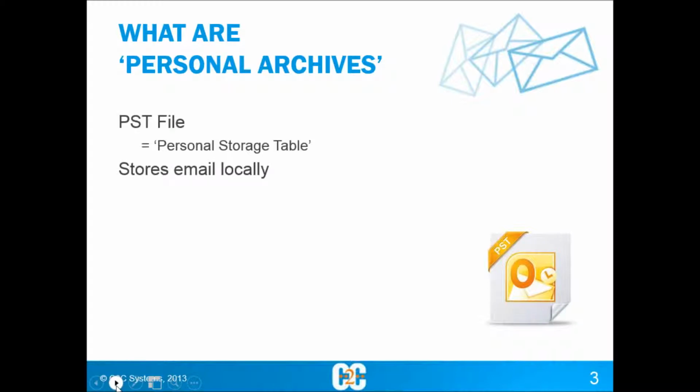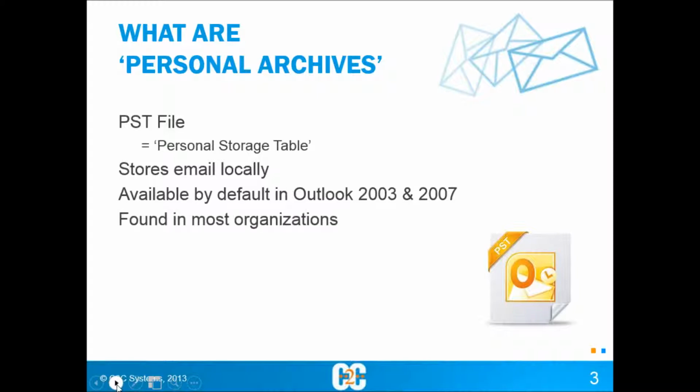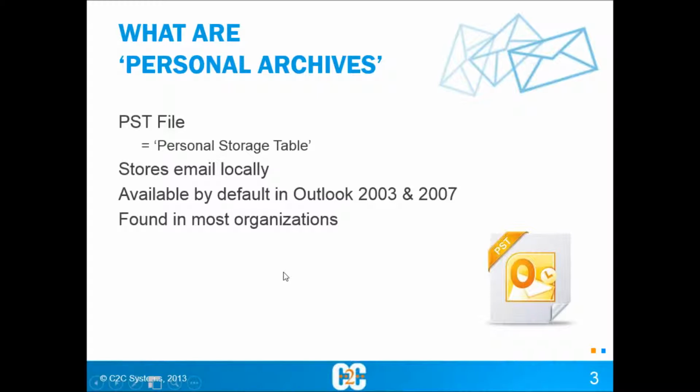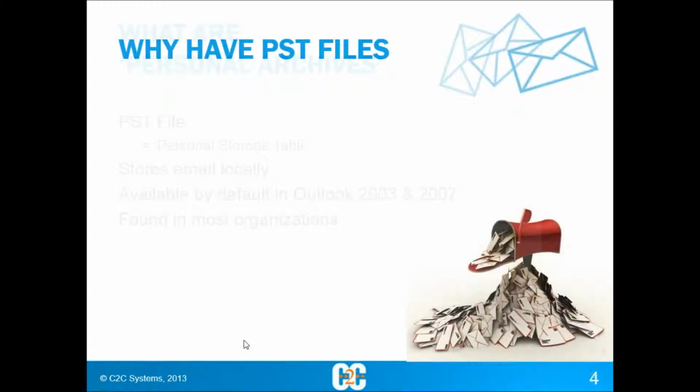What are personal archives? Many customers come to us and say, hey, we have a problem around dark data or personal archives that are out in our environment. Those problems are typically around PST files, or personal storage tables, which allow email to be stored locally, either on a hard drive or on a shared drive on a server in your organization. These were available by default in Microsoft Outlook 2003 and 2007, and many organizations turned them on, perhaps inadvertently, to allow people to store information locally so that they might have access to it.